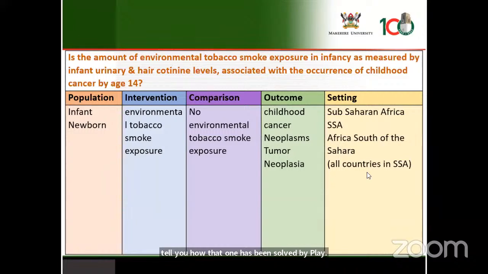That is another example of synonyms. The amount of environmental tobacco smoke exposure in infancy as measured. I think this is a question we had earlier. And our population here, infant, is what you can see in the title, but there is also newborn. So newborn is a synonym of infant. Then intervention is one, then comparison.